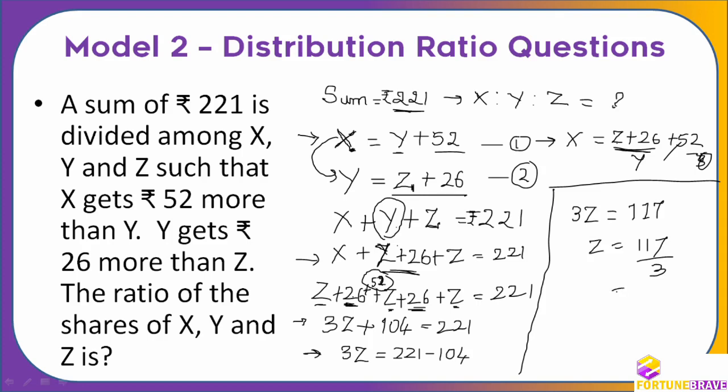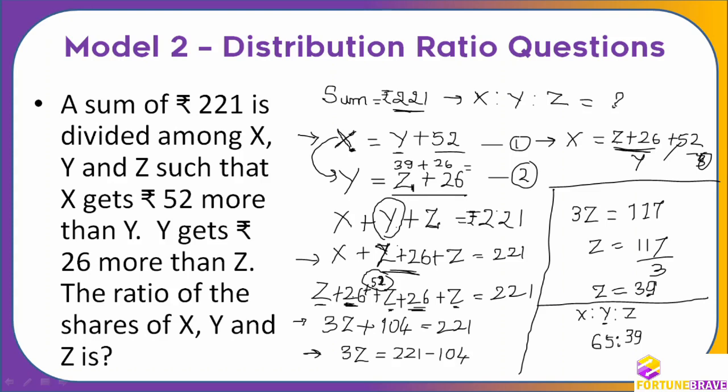Which is equal to, 3 3s are 9, sorry, 3 9s are 27, which is equal to 39. So if z is 39, okay, z is 39, we need to find out the ratio. So how do I find out? I'll write. So x is to y is to z. I can write it as 39. What will be y? See here, 39 plus 26 we have to do, right? 39 plus 26 will be how much? 65. So this will be 65.